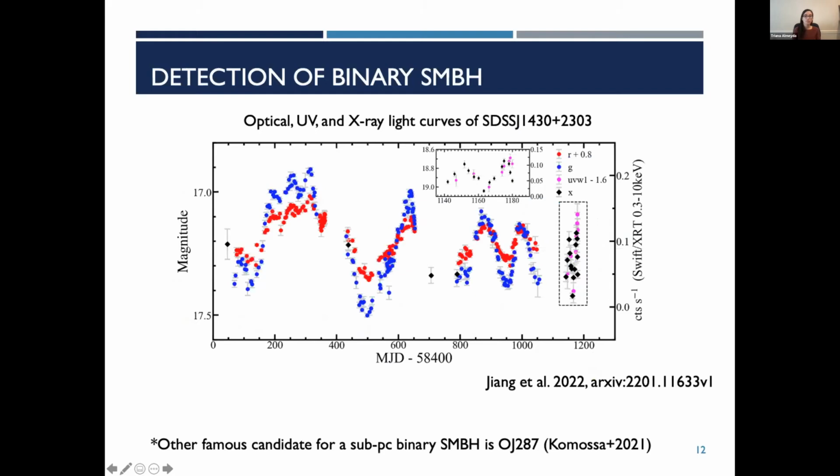It's also been proposed that periodically varying emission from AGN is a signature for a supermassive black hole binary. The most famous and well-established candidate for a sub-parsec supermassive black hole binary is OJ 287, which can be found in the Komossa et al. paper 2021.